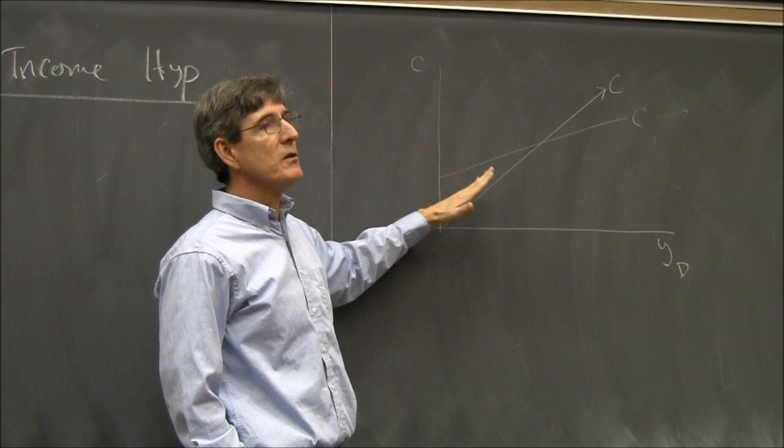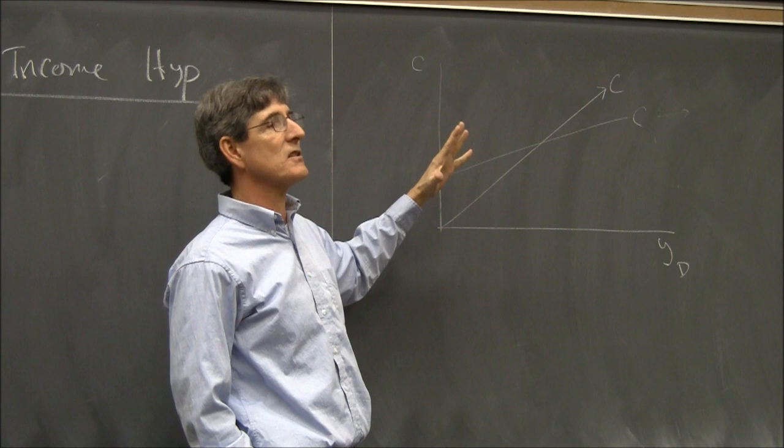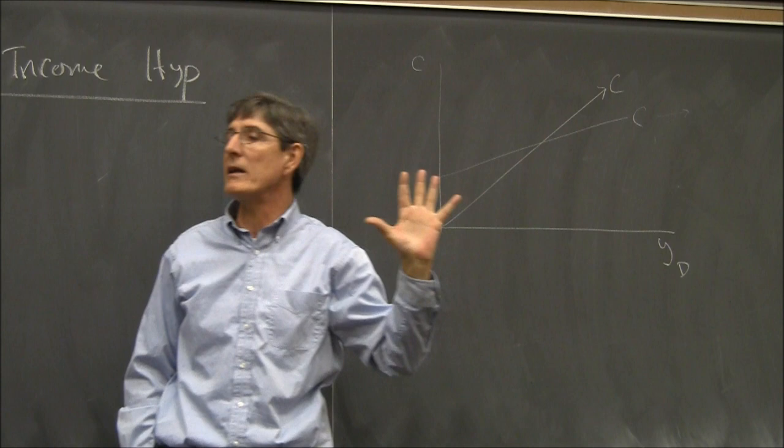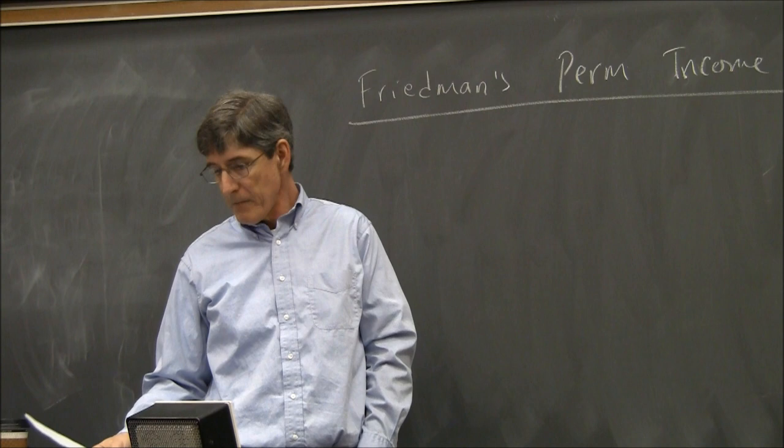If there are in fact errors in variables in the model, that's exactly what you'd expect. If this was true, this is what you would see in the data. So let's go through the argument, go through the bias, and see if we can show this. Let's start with a little bit of theory here.